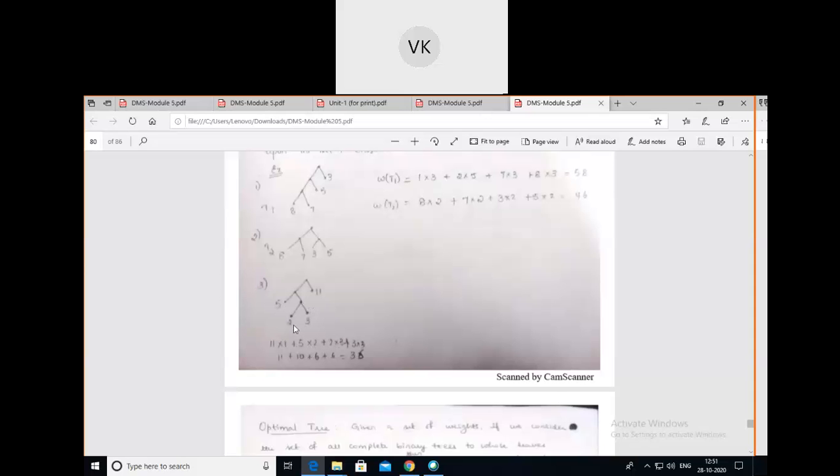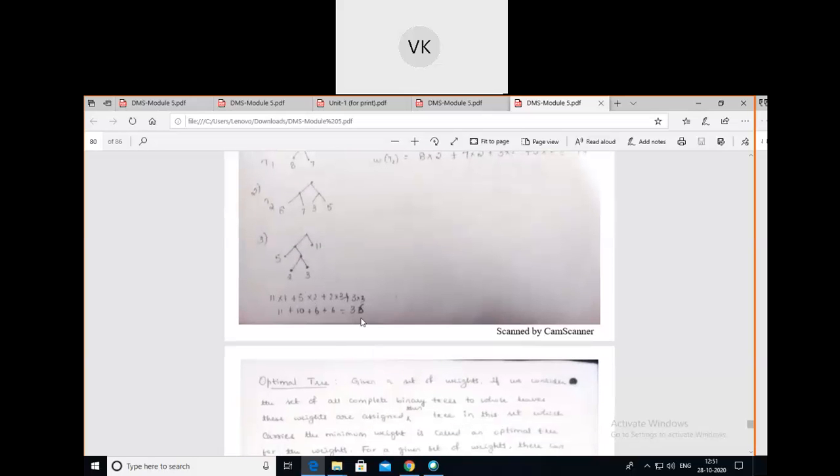Next, plus. Then again, I have two more weights, 2 and 3. Both 2 and 3 are at level 3, so I am multiplying level 3 to the weights 2 and 3, so 2 into 3 plus 3 into 3. Do the calculation, and we get the value 36.